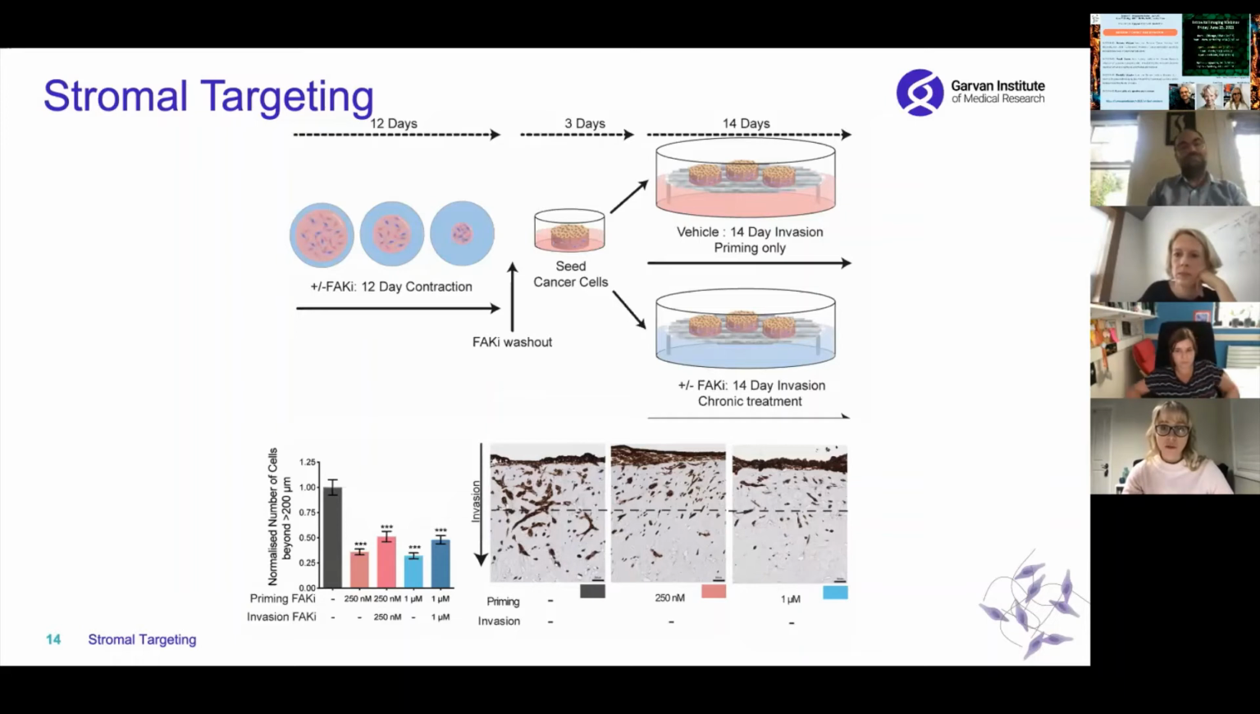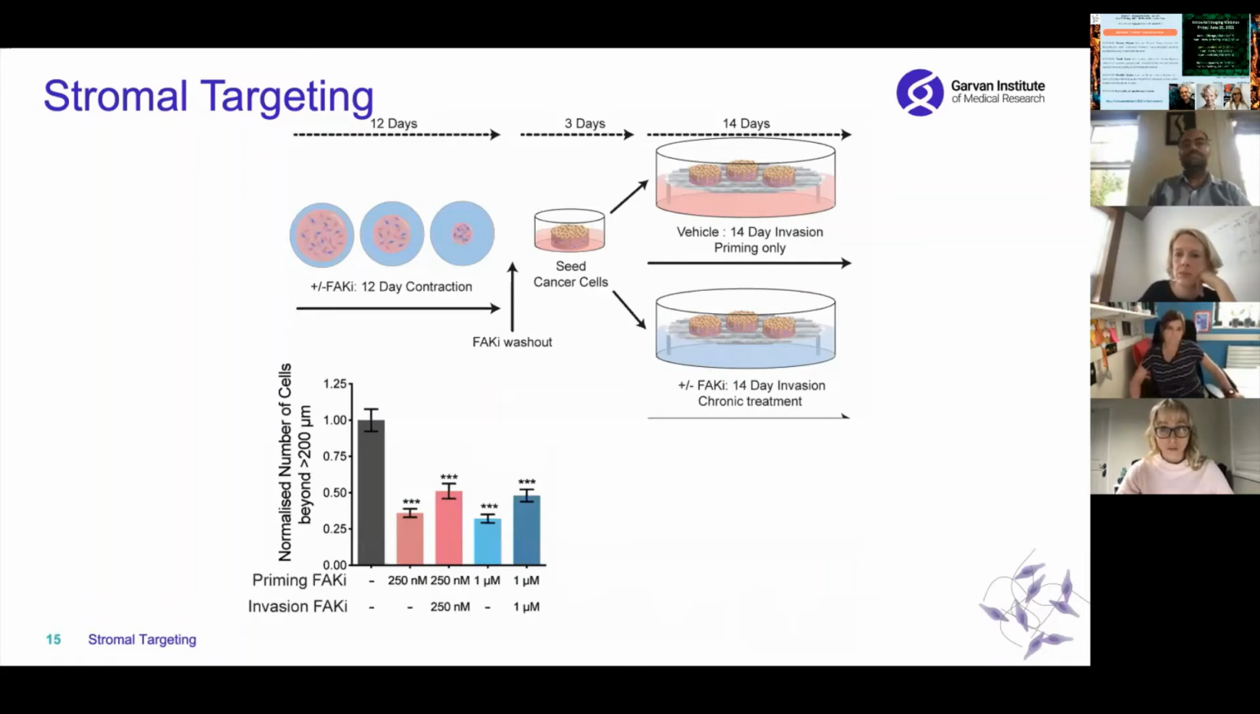And what was even more interesting is that if we did a chronic treatment regime where we targeted both the stroma and the epithelial compartment, this offered no benefit over our priming and stromal treatment only regime, which means that we can use less drug to try and have an effective response in pancreatic cancer.